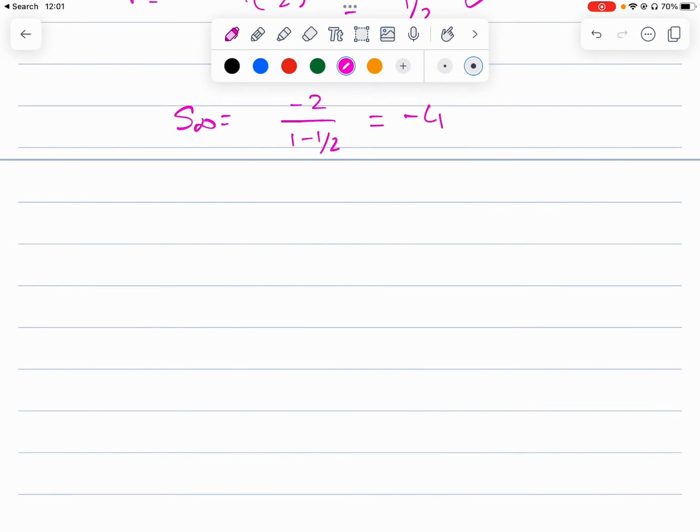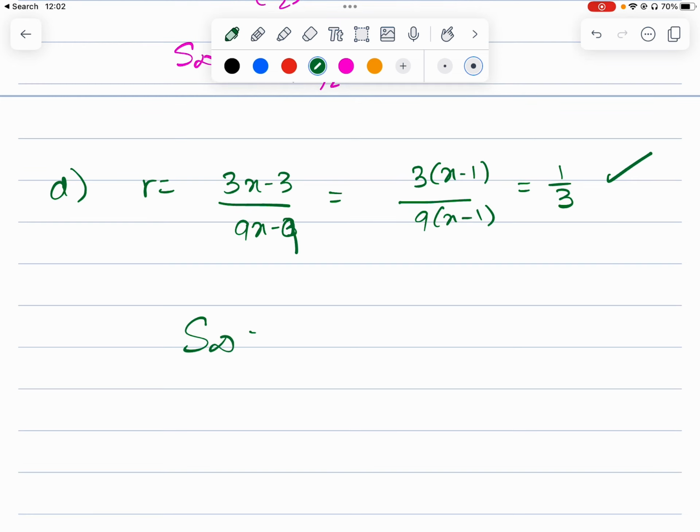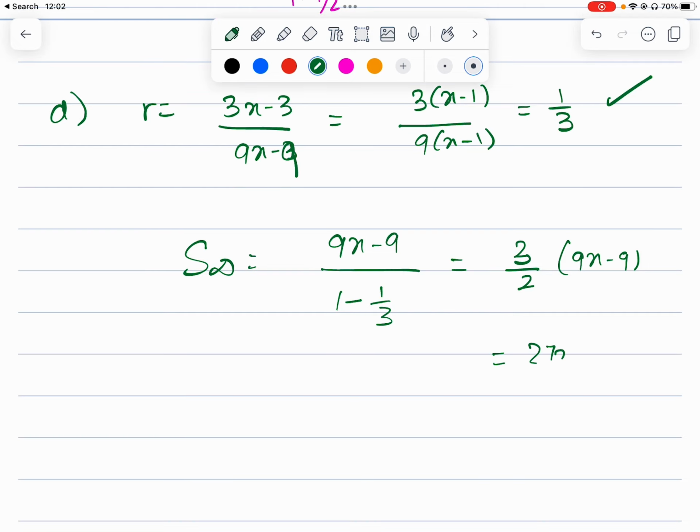Now coming to part D. Common ratio is 3x minus 3 upon 9x minus 9, which is 3 times x minus 1 over 9 times x minus 1, so which is going to be 1 upon 3. So therefore it converges. So S infinity will be 9x minus 9 upon 1 minus 1 upon 3, which is 3 upon 2 times 9x minus 9. We can write it as 27x upon 2 minus 27 upon 2.